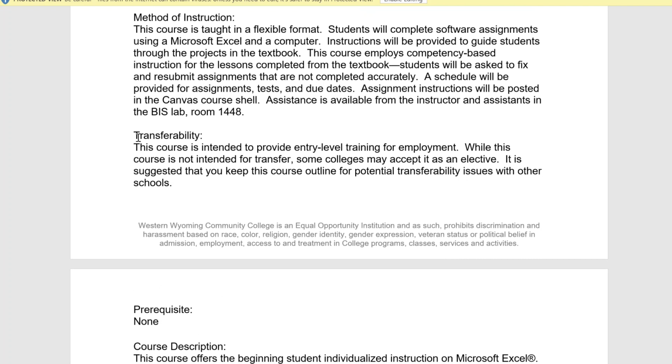This course is not built for transfer. It is intended to provide entry-level training. It is built into some programs though. Exercise science has it built in. I think there's a business track that has it built in. And the institution that you end up transferring to gets to deal with this course however they choose. So that is a reason for you to keep a hold of the syllabus, or at least download this file so that you can provide it to a registrar at a transferring institution.